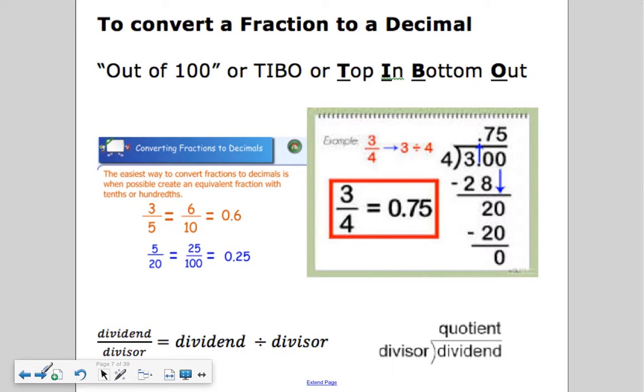So there are two ways to turn a fraction into a decimal. Sometimes you could do out of 100, using a denominator that is a multiple of tens or 100, or sometimes you can divide it. For example, 3 divided into 4 groups, or 3 divided by 4. That's called top-typo: top goes in, bottom goes out. That means the dividend is being divided by the divisor.